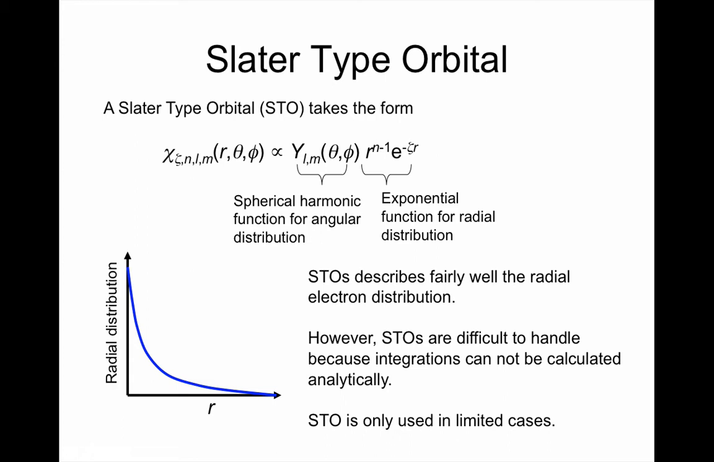Now these STOs here describe fairly well the radial electron distribution. However, a problem associated with using the STOs is that these are very difficult to handle numerically because integrations cannot be calculated out using analytical expressions. So, in fact, we only use such STOs in very limited cases.